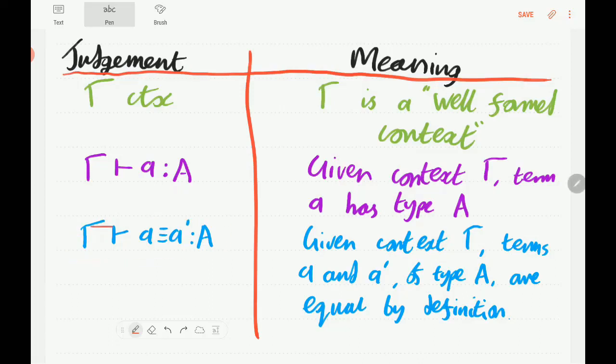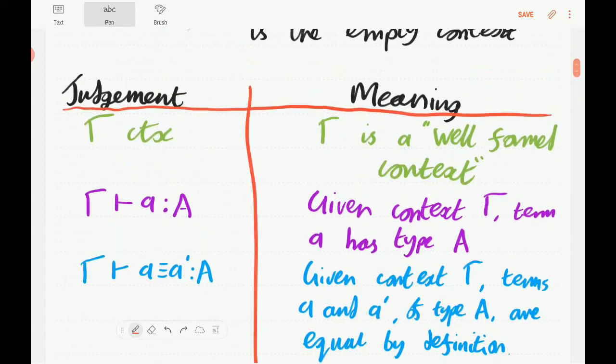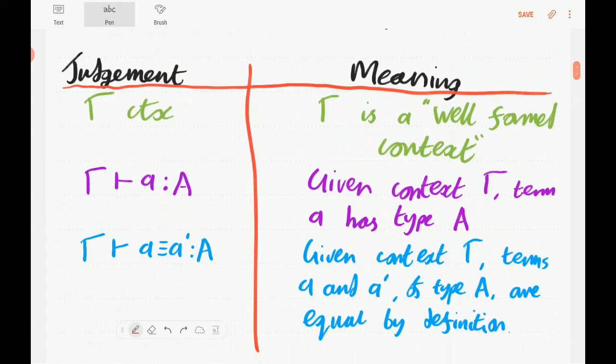But what this judgment's basically saying is that if we have this context gamma, then we have that these two terms, A and A dash, which both have type capital A, are definitionally equal, or some people say this means that they're judgmentally equal. All right, so basically, you can just think that what this kind of judgment is saying is that A and A dash are equal, sort of by definition. Okay. Right, so that's the idea of judgments.